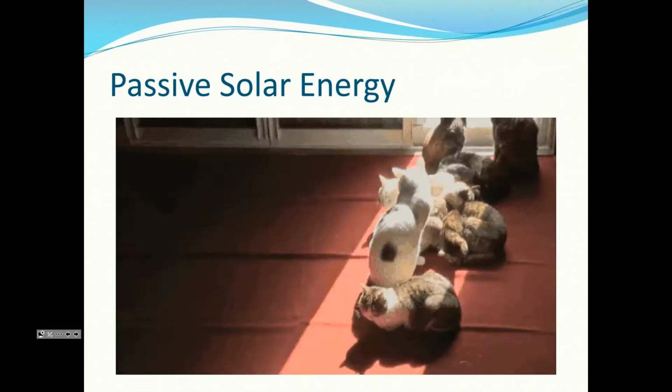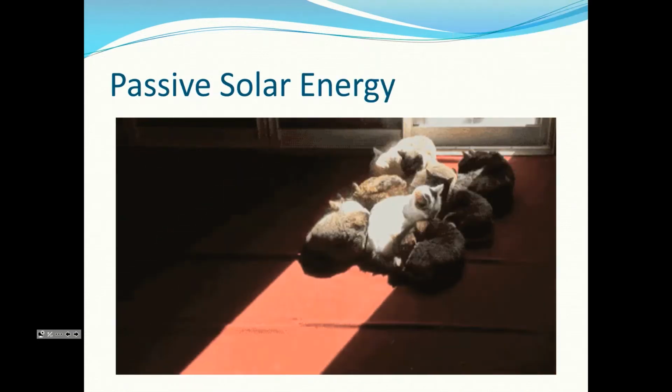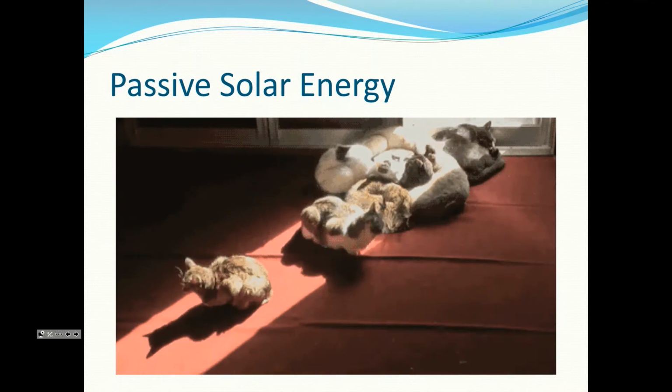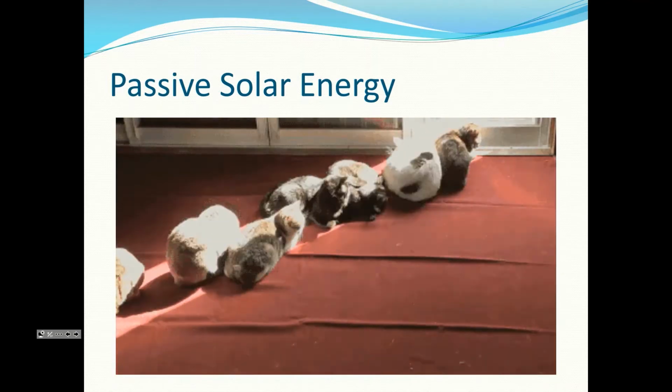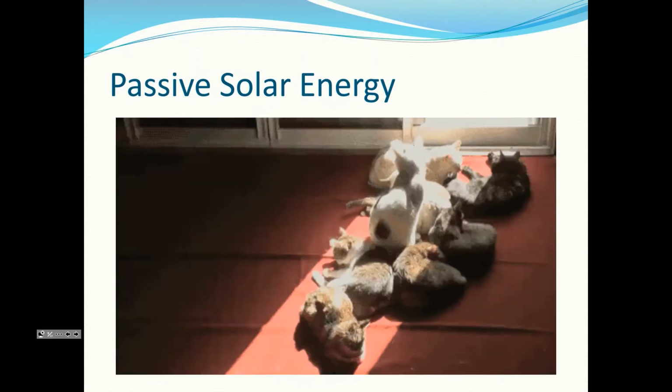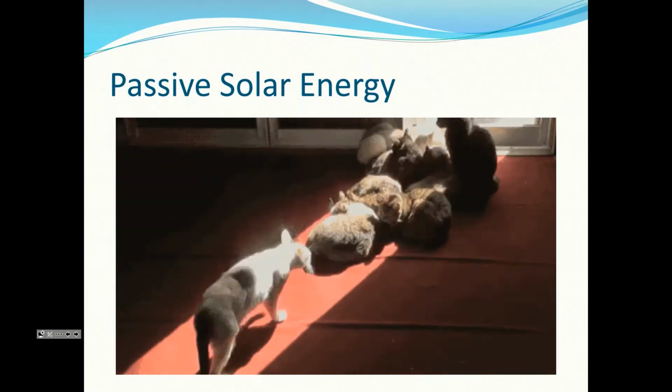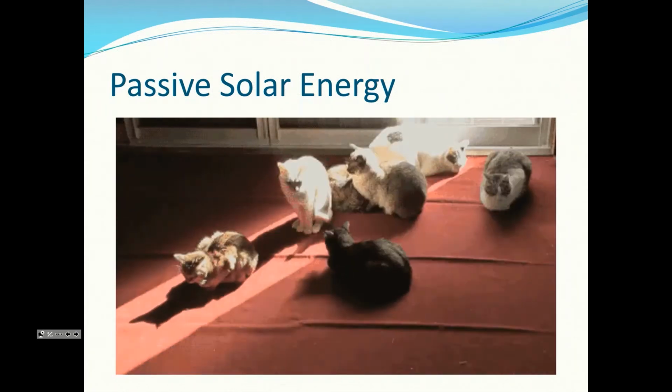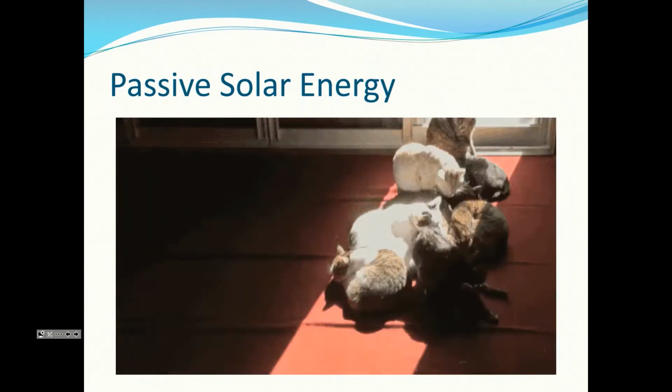Okay. So the first type of solar energy that we're going to talk about is passive solar energy, and what these cats are doing is they are warming themselves using passive solar energy. So the word passive means that there's no input energy, right?